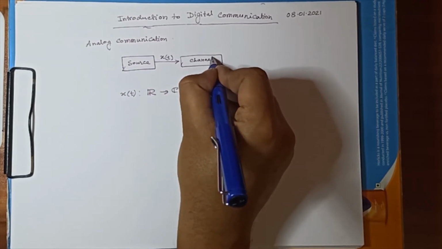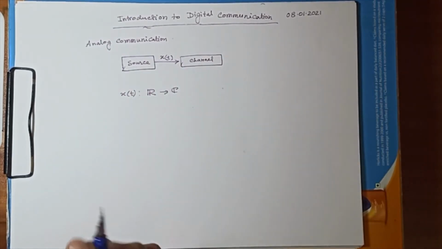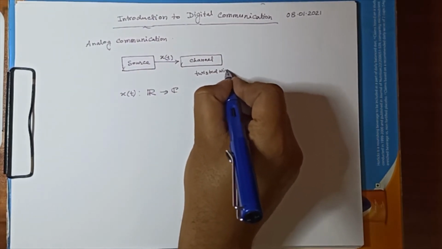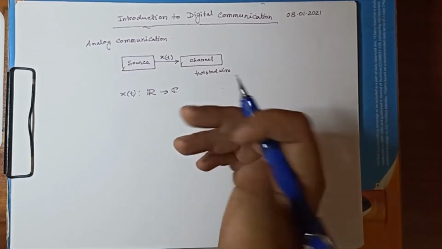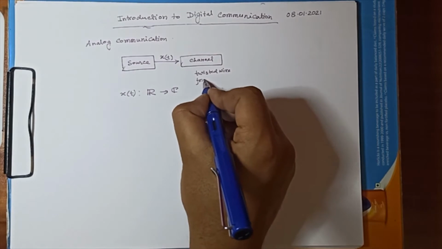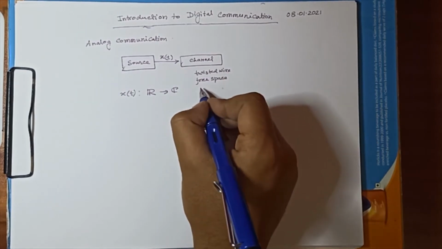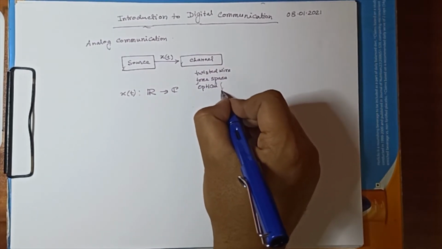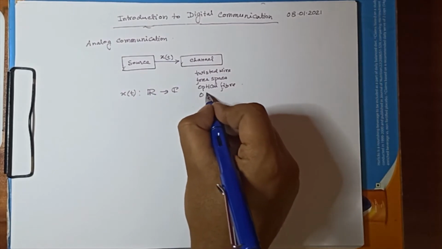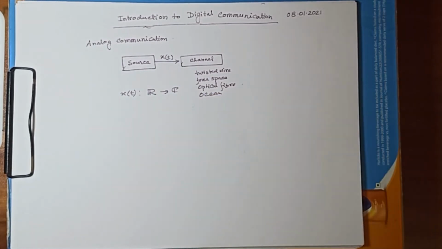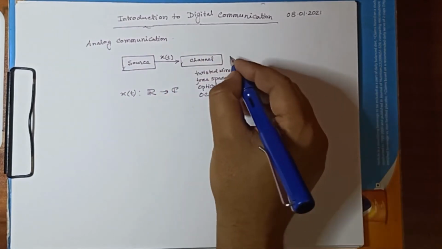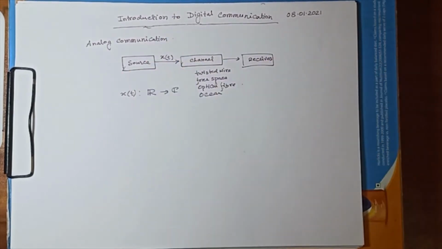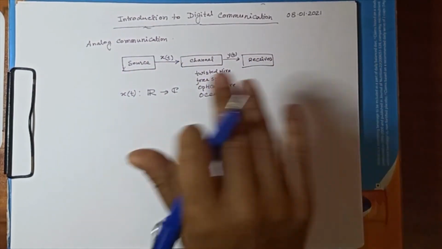Now this channel is a physical thing, which can be a copper wire, twisted wire, optical fiber, or wireless media, that is the free space. For acoustic waveforms it can even be the ocean, so the water can be a channel. When you want to transmit that signal through that channel, there will be some receiver where you will receive the signal y(t).